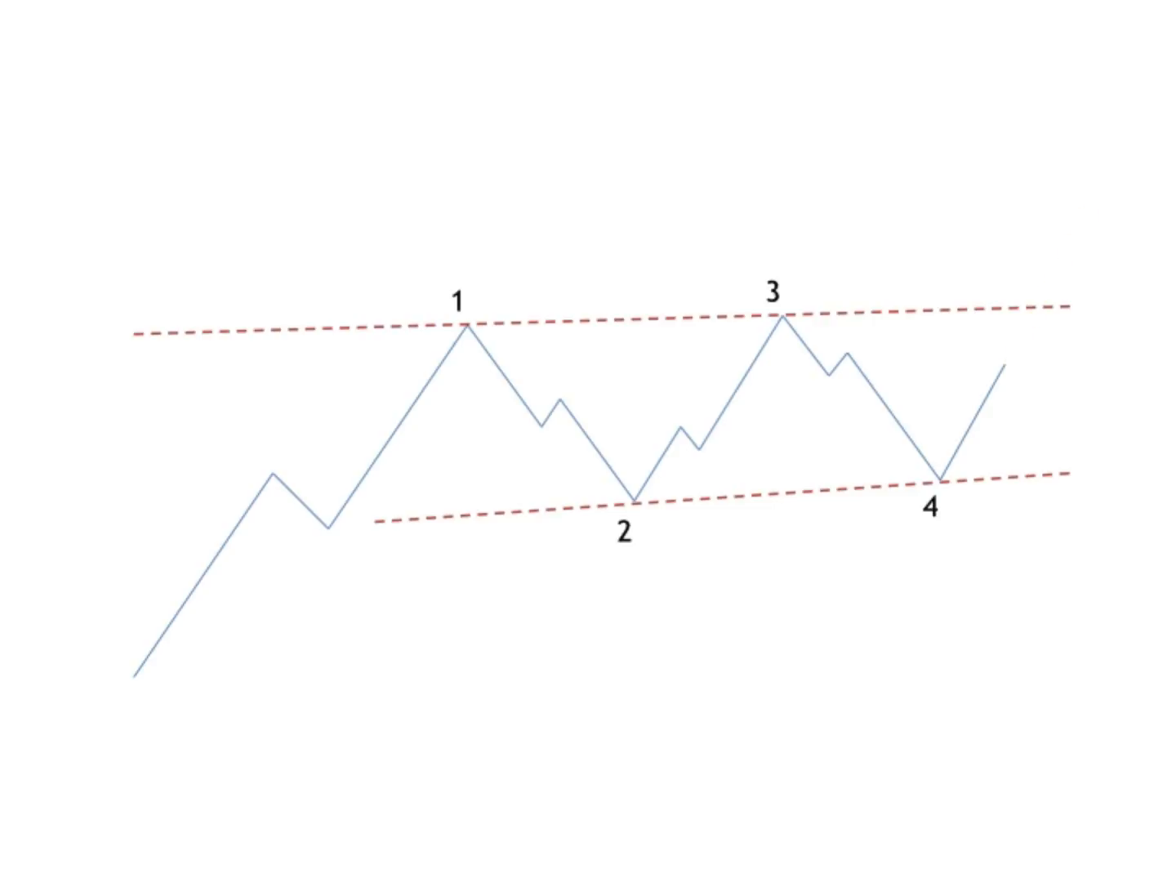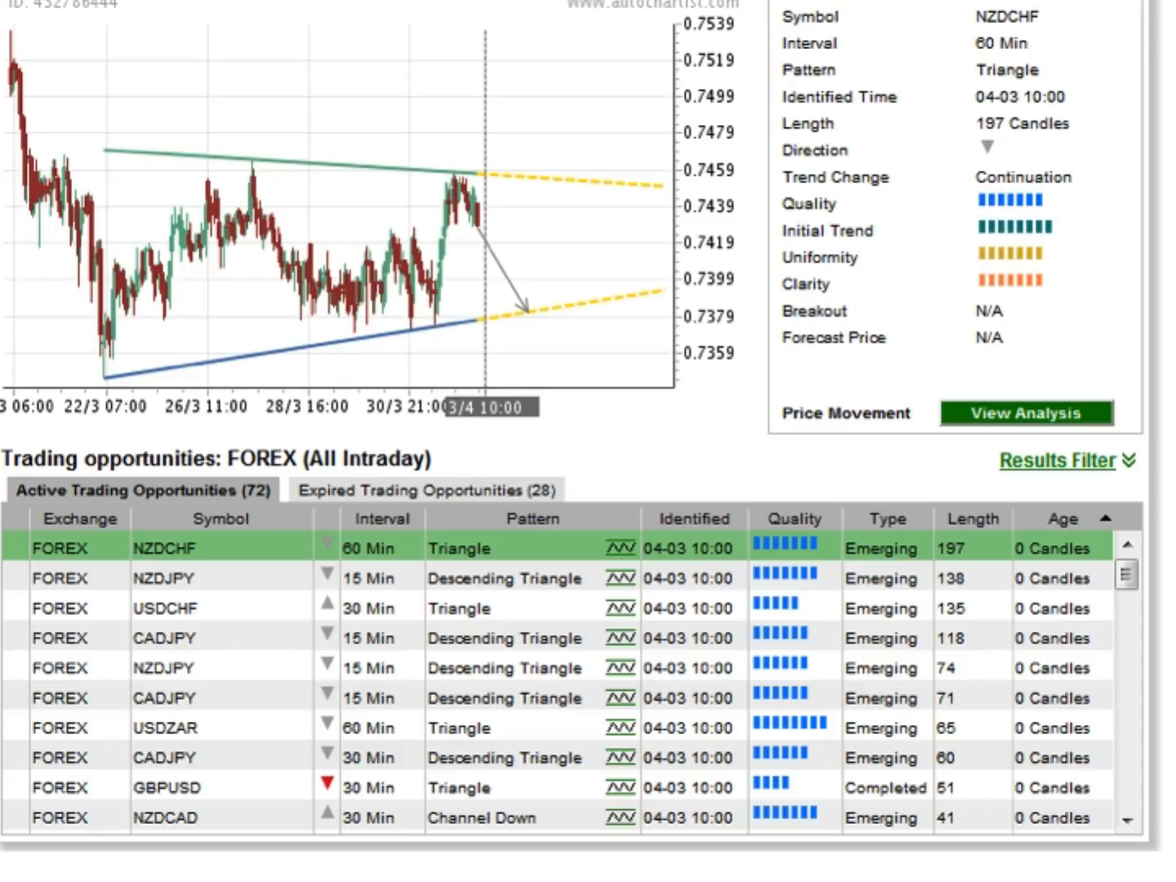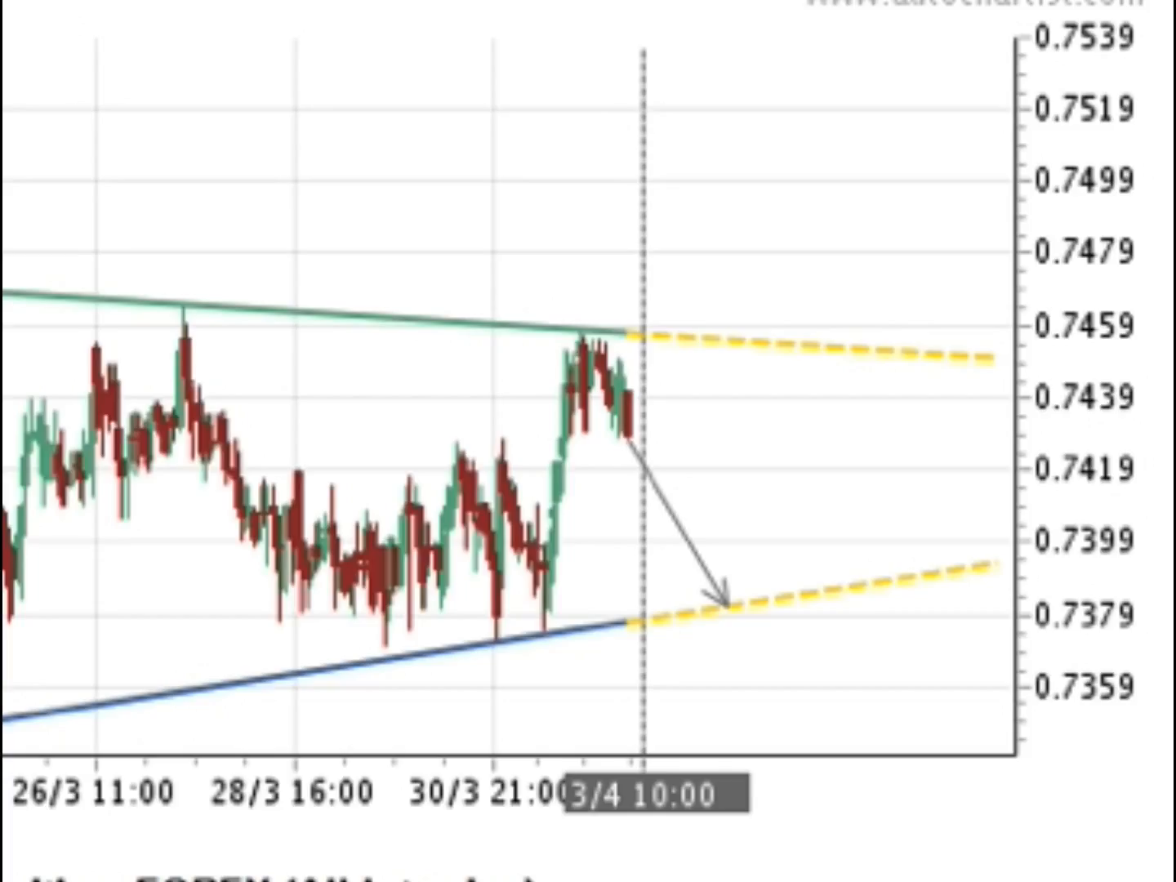When an emerging pattern is identified, price still trades between the support and resistance lines. If a pattern has completed, then it means that the price has broken through the support or resistance line. Does it matter in which direction it breaks out? Yes, most definitely. The breakout has to happen away from the last turning point.